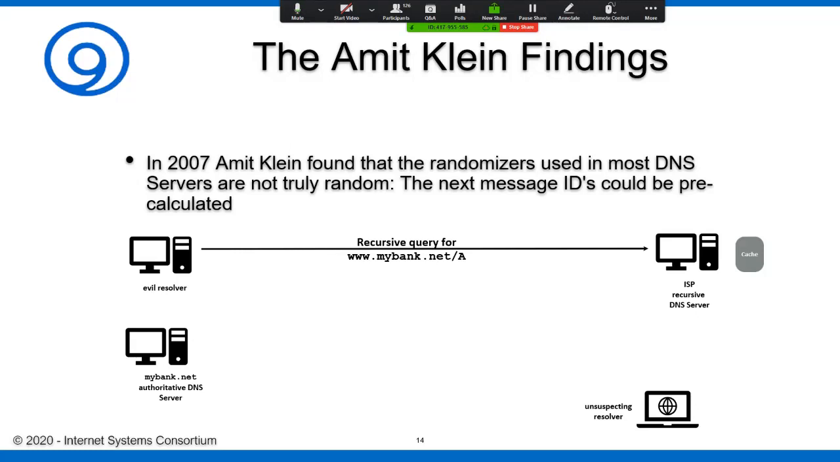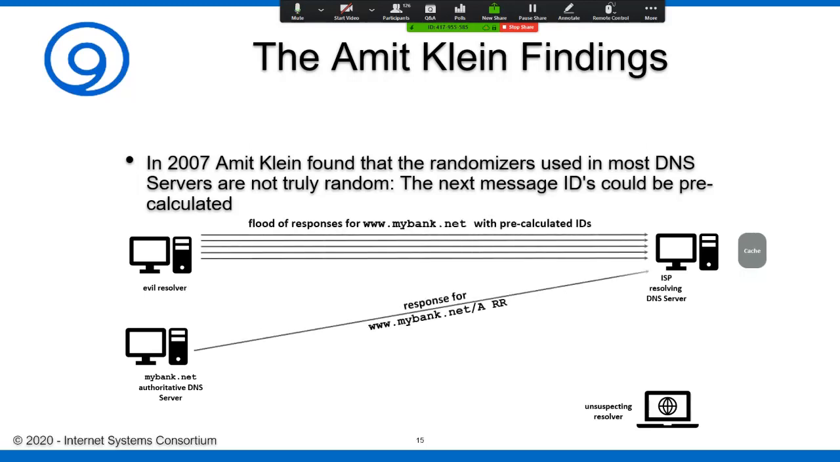Well, the ISP's recursive server is going to send off that query to the upstream mybank.net server. When that occurs, there is a time lag between the time that that query is sent and the time that that response comes back. Well, Amit's concept was to, while that query was going from the ISP's recursive server out to the authoritative server for the bank, and then the response was coming back, all of the pre-generated responses would be sent from the evil resolver back to the ISP's recursive server.